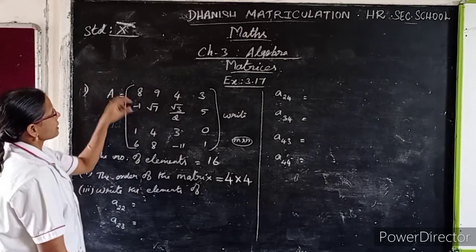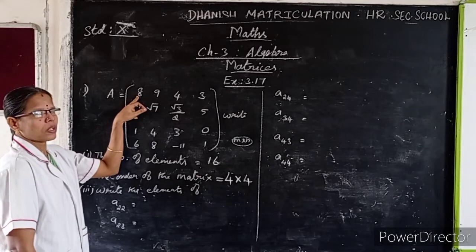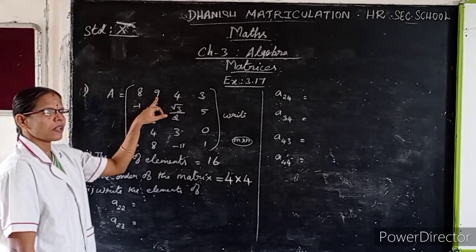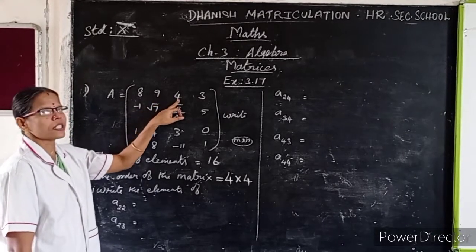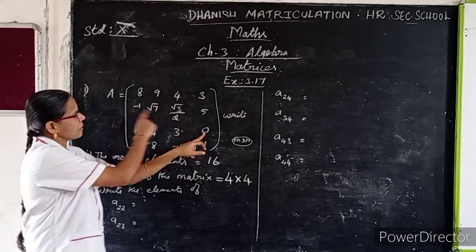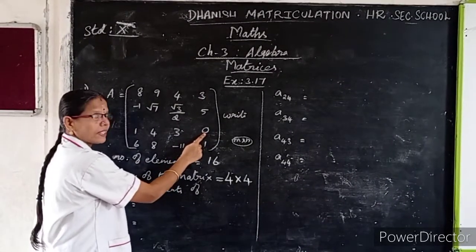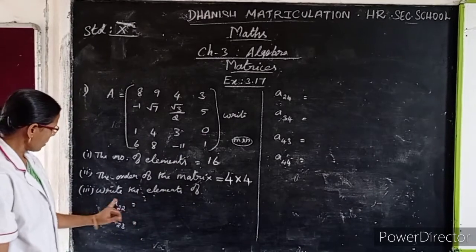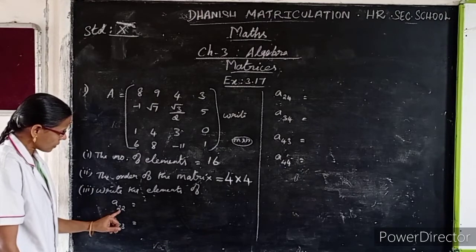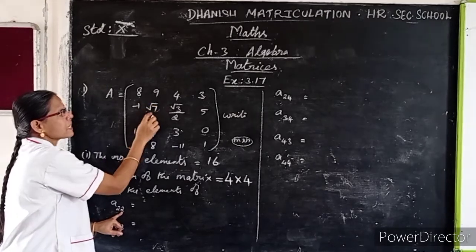In this matrix, this position is A11. So A11 is 8: first row, first column. This position is A12, that means first row, second column. This position is A13. This position is called A34: third row, fourth column. So here, write the elements of A22, which means second row, second column. So this position is A22.